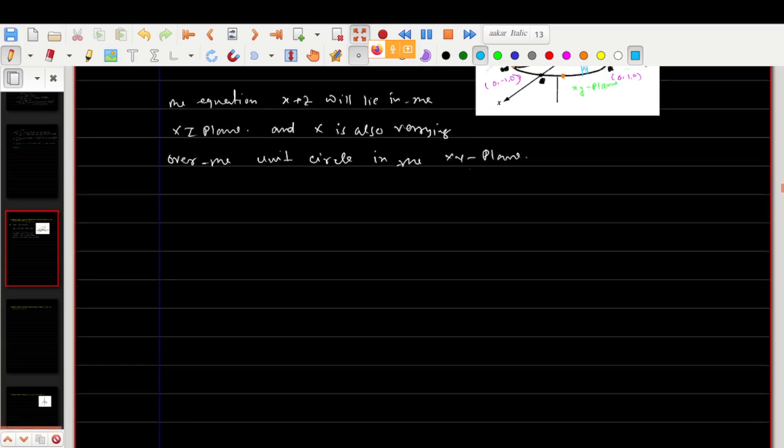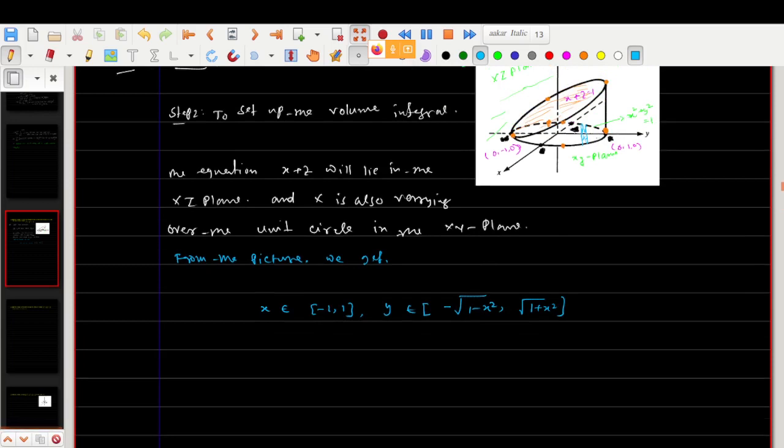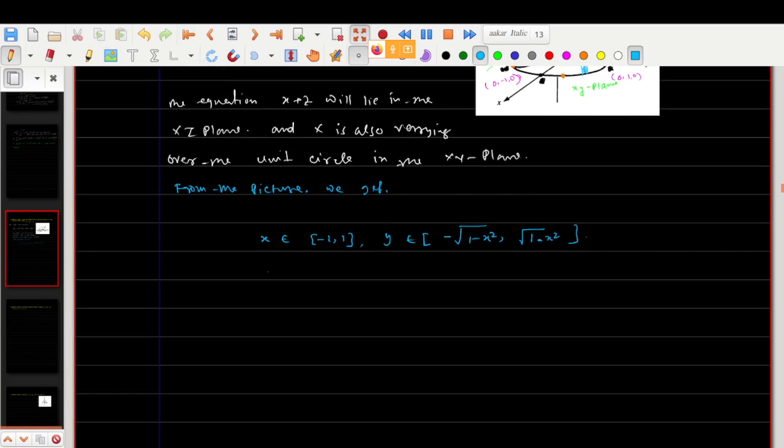So from the picture what we have got, let me write. From the picture we get x lies between minus 1 and 1, y belongs to minus root over 1 minus x square to root over 1 minus x square, right? And what does z lie between?